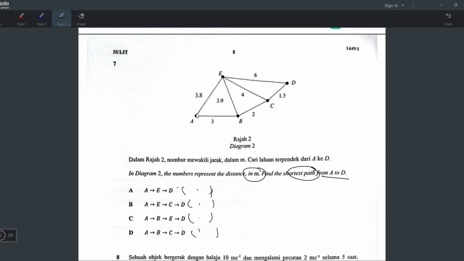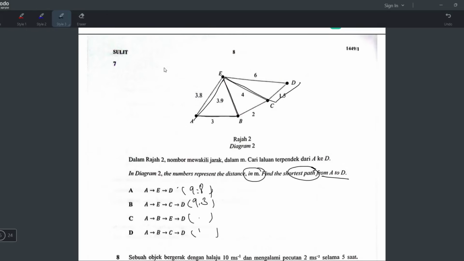So yeah, let's go AED. So 3.8 plus 6, that's going to be 9.8. AECD is like that, like that, like that. So 3.8 plus 4 is 7.8, plus 1.5. Okay, use your calculator to help you for this part. So it's 9.3. Now ABED is 3 plus 3.9.